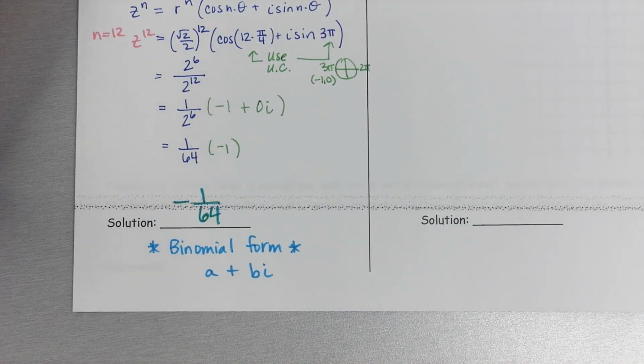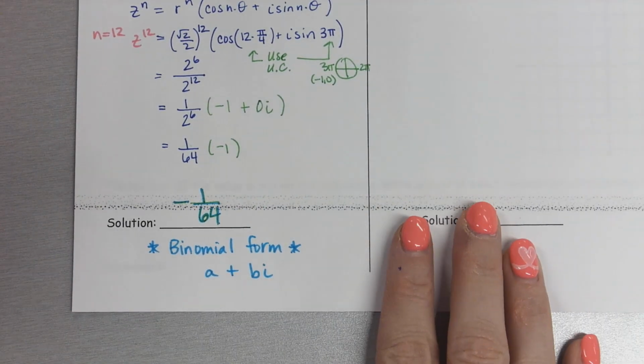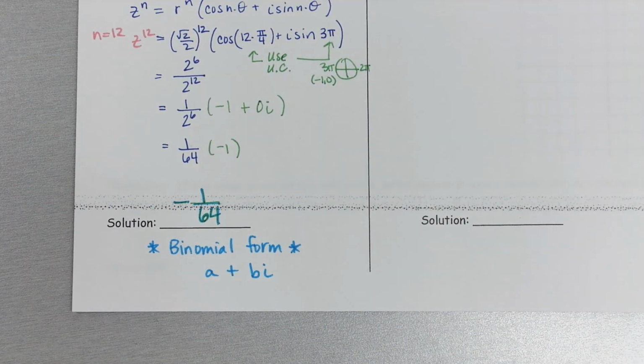All right, so I'm going to have you do part B. Remember that you want your theta to match your quadrant. So I want you to do part B. You're going to find your polar form.